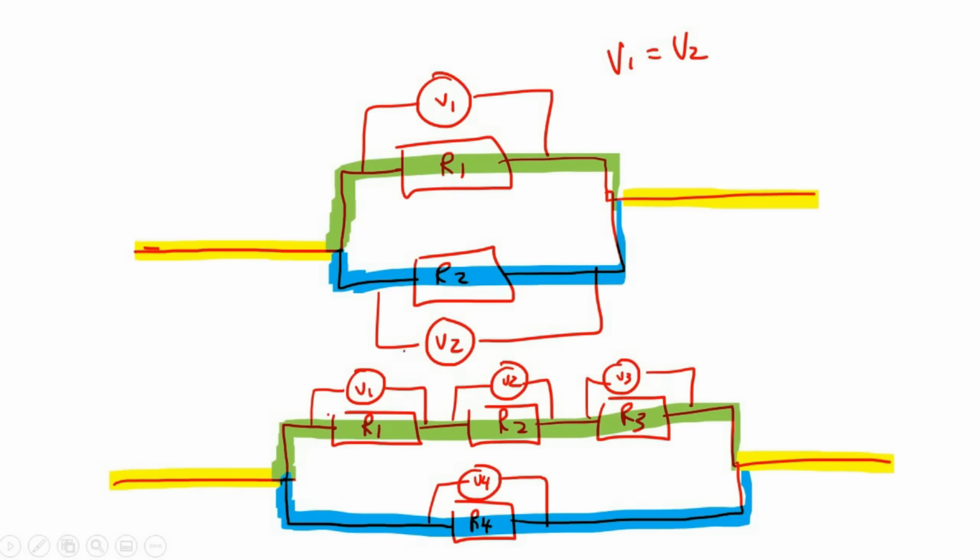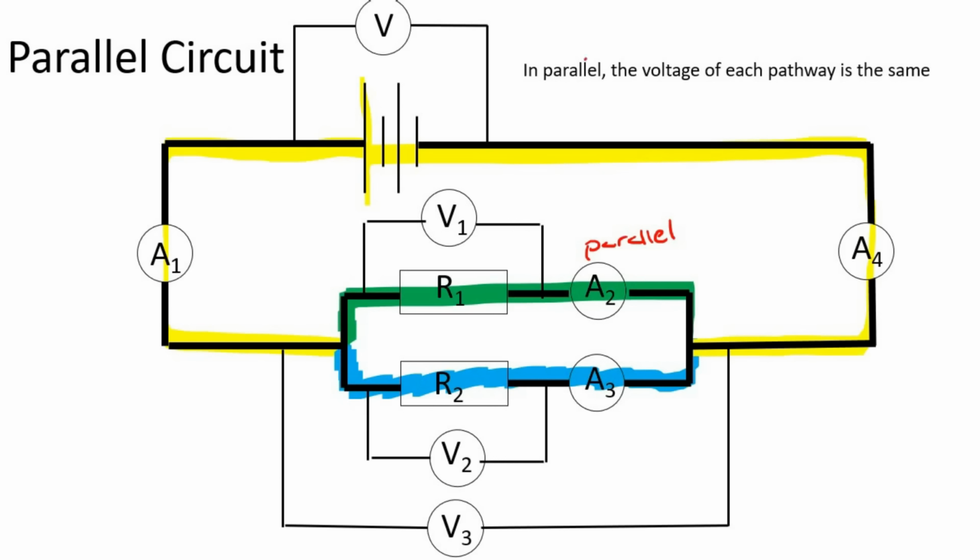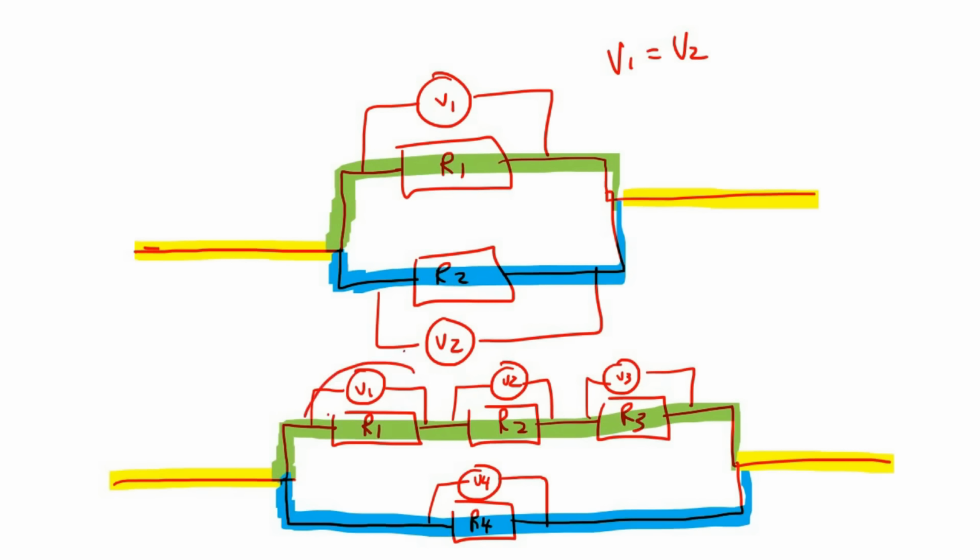Okay? Now, would you agree that from here up to here, that is in series? Why? Because that green pathway cannot split. It's only going through there. So that part from there to there, that is called series. Okay? So, to be able to work out the total voltage of this pathway, now the rule that we spoke about says, in parallel, the voltage of each pathway is the same. So, let's look at this pathway.